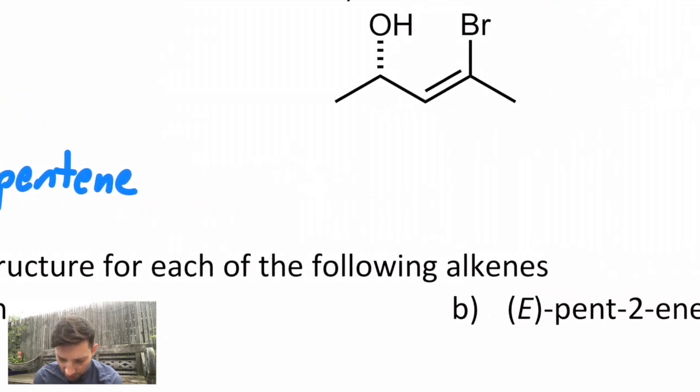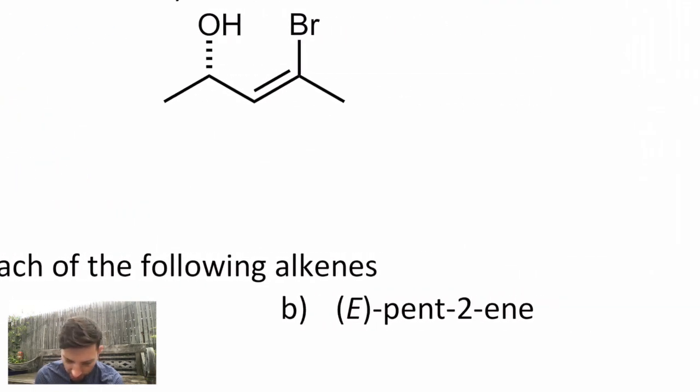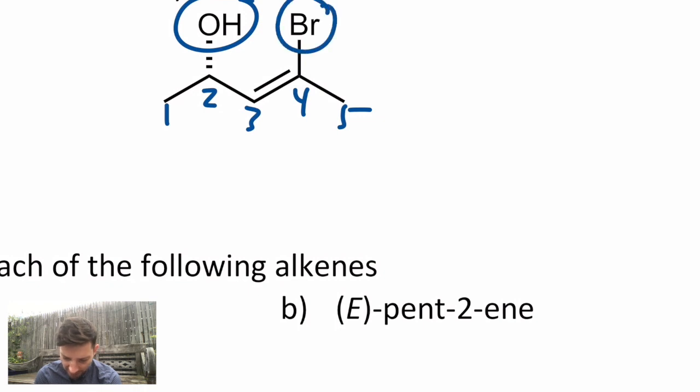For B, this is an alcohol-containing functional group, so 1, 2, 3, 4, 5, numbered left to right. Looks like we have an OH, so an ol on 2, a bromo on 4. I have an asymmetric carbon that, if I check, is S. And then if I look at the alkene geometry, higher priority bromine on the right, and then stuff on the left. So this is a Z alkene.